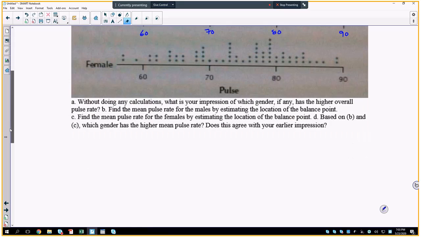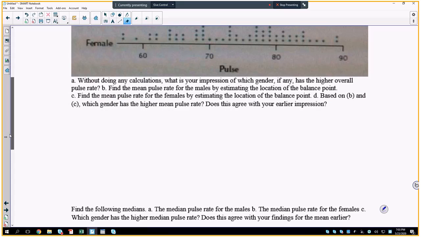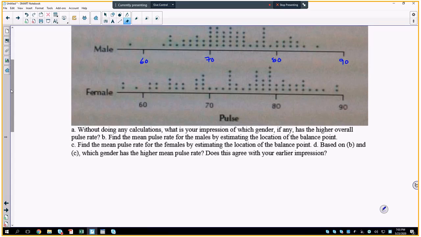So for part B, find the mean pulse rate for the males by estimating the location of the balance point. Then find the mean pulse rate for the females by estimating the location of the balance point. Well, first of all, for A, we're going to say maybe the females. Maybe. And then we're going to investigate. So let's look at the distribution for males.